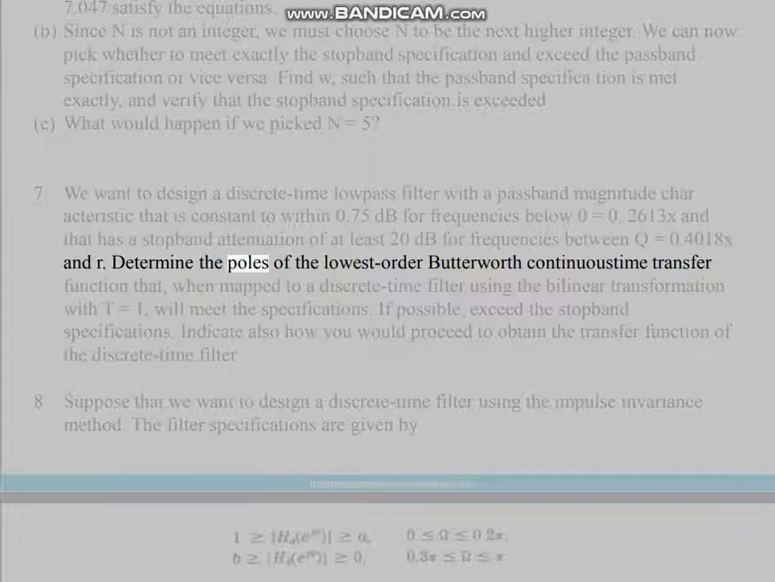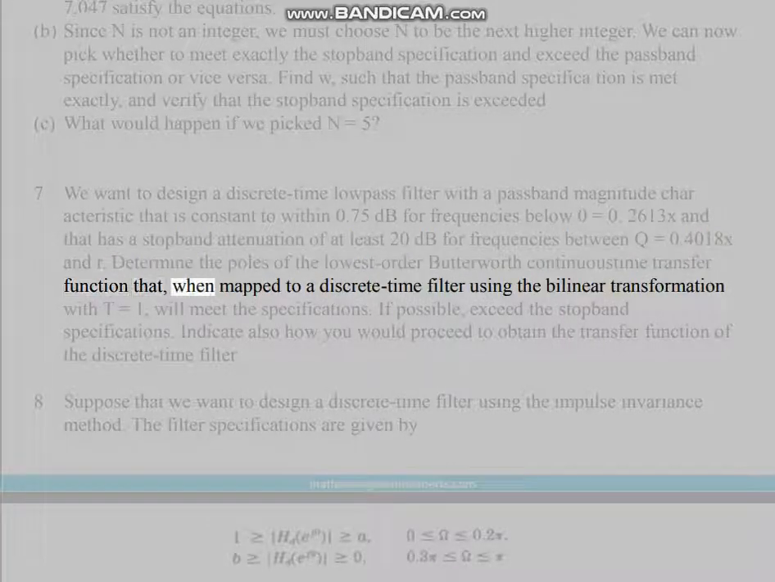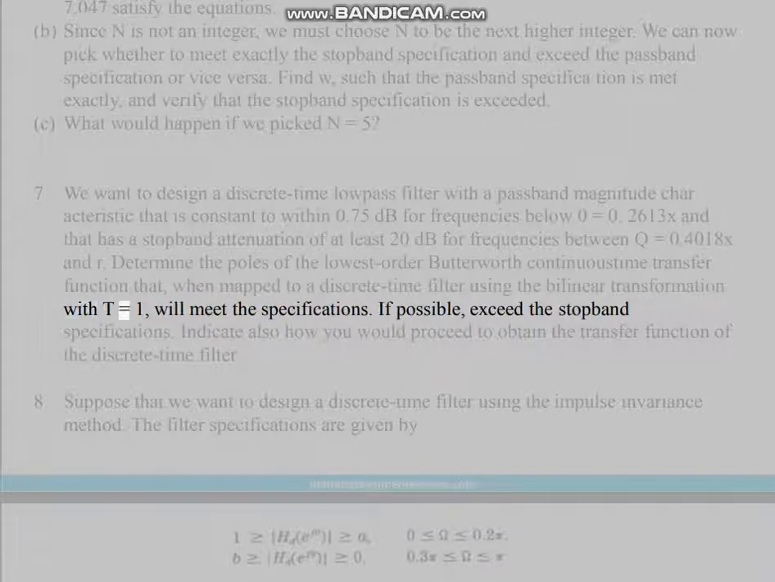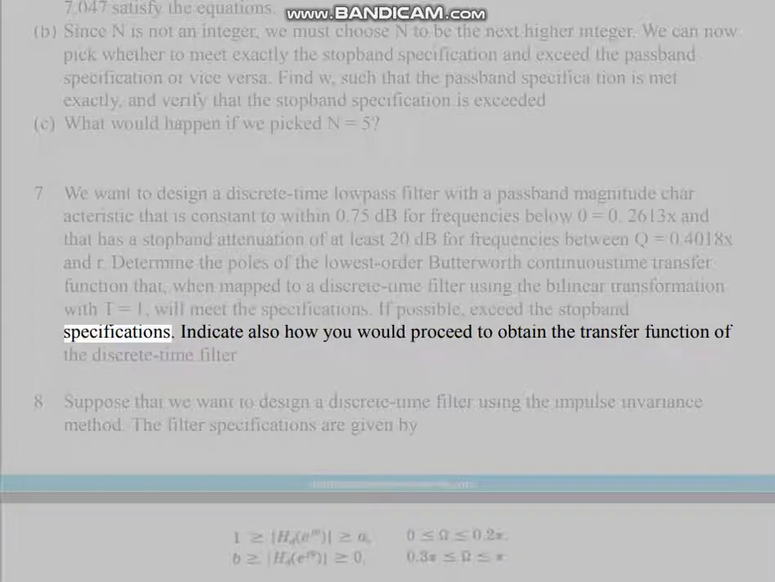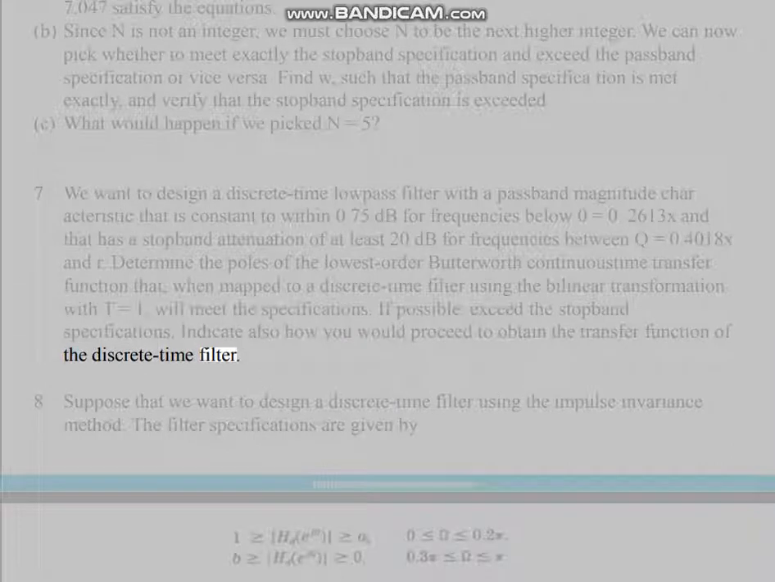Determine the poles of the lowest order Butterworth continuous-time transfer function that, when mapped to a discrete-time filter using the bilinear transformation with T equals 1, will meet the specifications. If possible, exceed the stopband specifications. Indicate also how you would proceed to obtain the transfer function of the discrete-time filter.